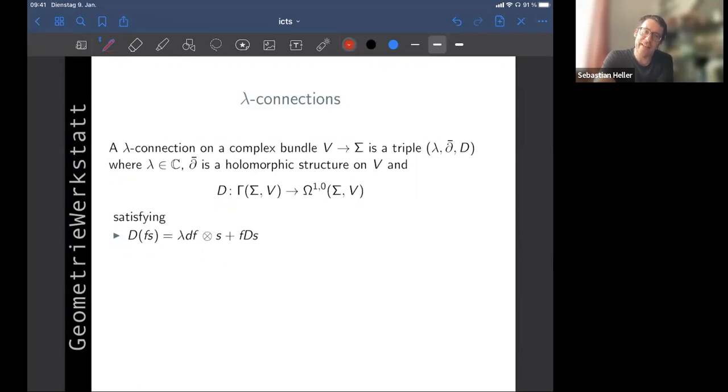So if you have any section, you would like to know how to compute what happens if you have a related section which is just given by multiplying that section with a function. And these conditions, the Leibniz rules, tell you how to relate the different derivatives. So it's a quite natural and important condition.